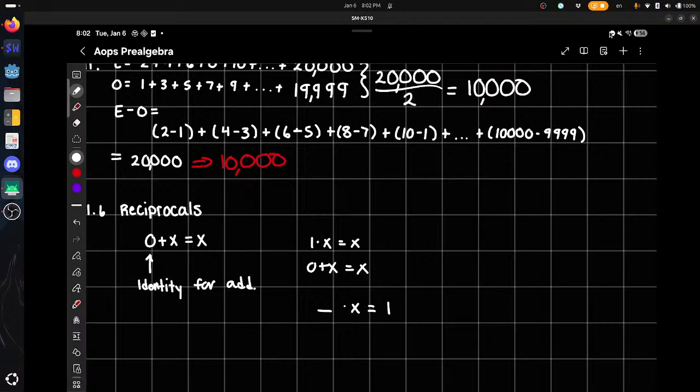Okay, to answer this question, it's called a reciprocal of x. For any number x, a reciprocal of x, written as 1 over x, is a number such that 1 over x times x equals 1. The number is also called the multiplicative inverse of x. Okay.